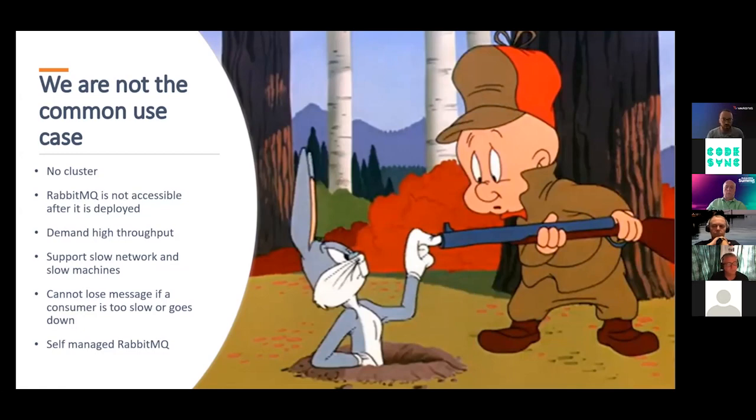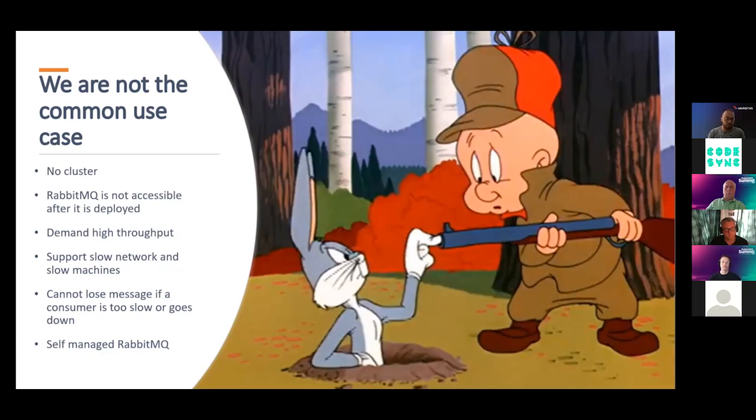Another thing is message loss. We cannot afford losing messages. In case there is an issue with the consumer, or with the network, or any issue, we don't want to lose messages. And again, because we don't have a cluster, we need to think about how we support that case. This is also something I'm going to talk about.